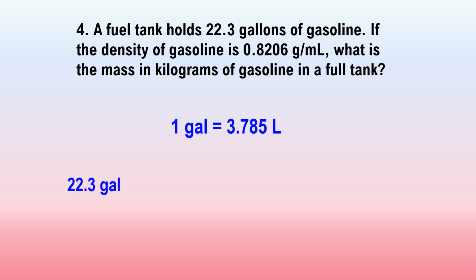So as usual, we always start with what's given in the question, which is 22.3 gallons. And we'll further apply the conversion to convert this gallon into liters by applying the conversion that's given at the top here, which is right over here. 1 gallon equals 3.785 liters, right?